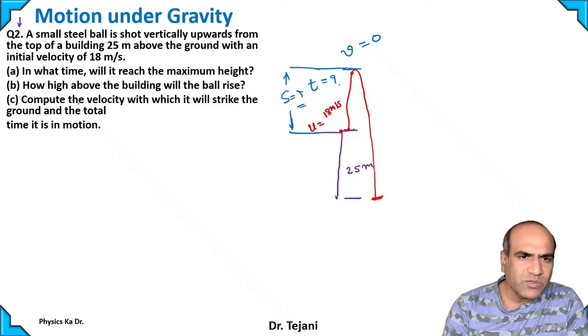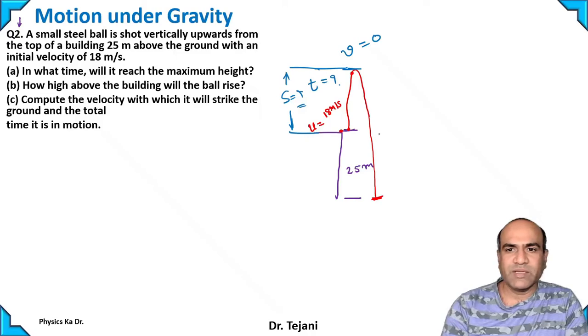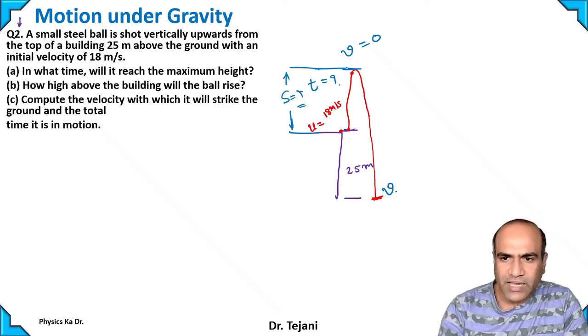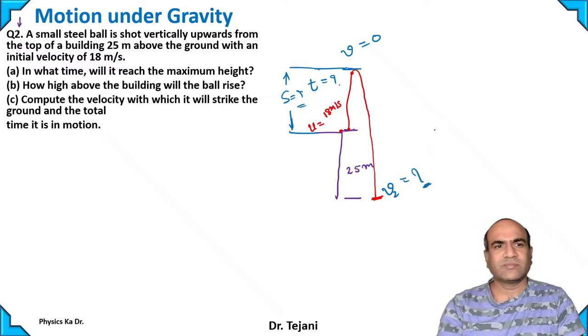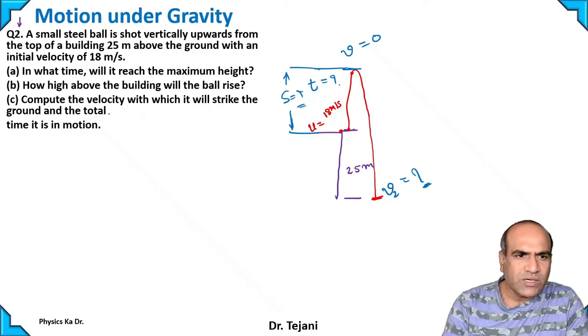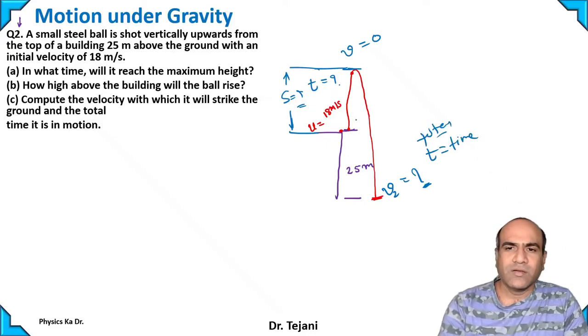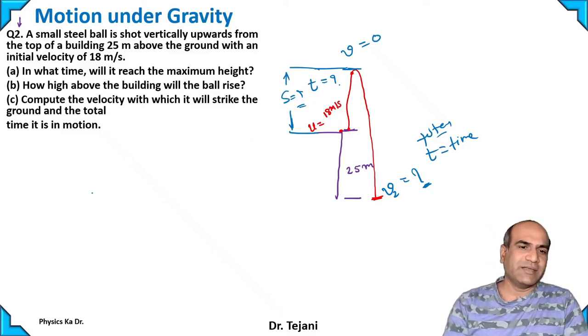And then compute the velocity with which it will strike the ground. That means at what time, when it travels the full distance, say for example v2, it strikes the ground, as well as the total time. So what is the total time taken for the full journey of the steel ball? That is required.